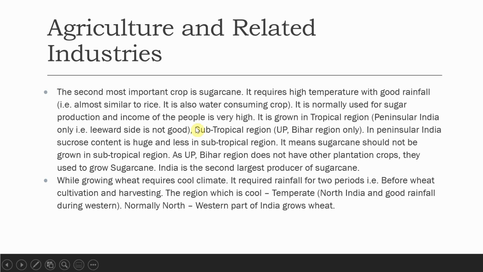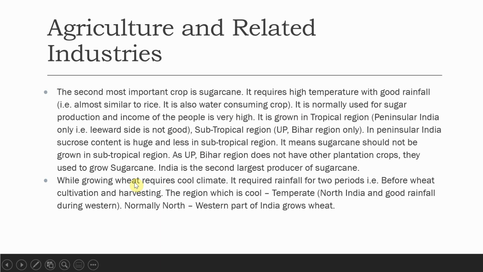So regions like UP and Bihar do not have other plantation cropping systems, other plantation crops, so they used to grow sugarcane. India is the second largest producer of sugarcane, and by the 2019 data India is the third largest exporter of sugarcane.